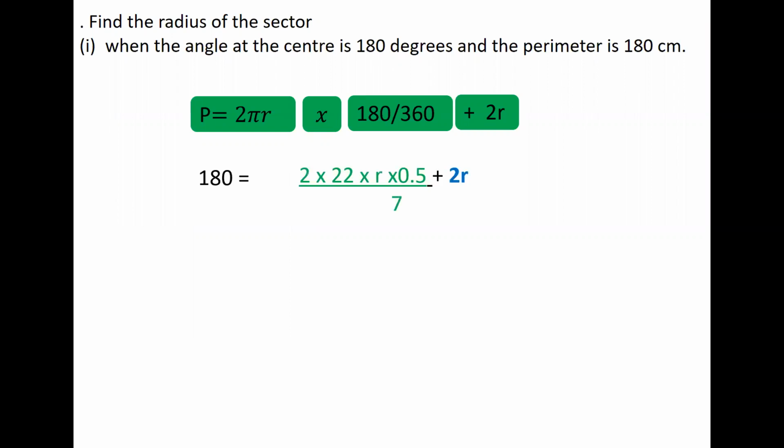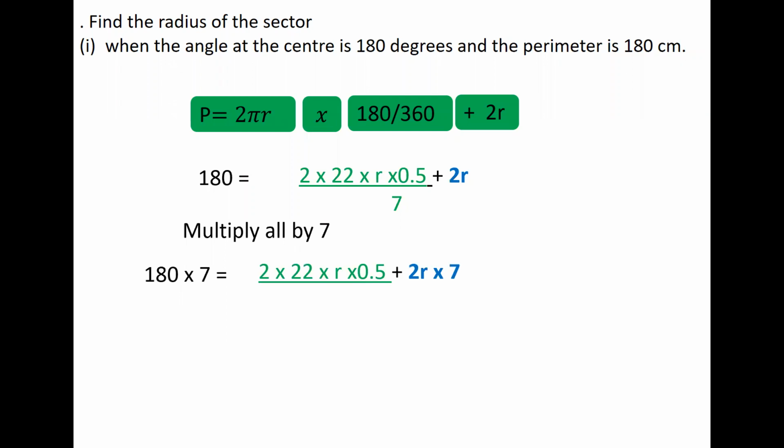So 180 equals 2 pi r, that is 2 into 22 into r into fraction 0.5 over 7, plus 2r. What you do is you multiply everything by 7 because the denominator is 7. Then 180 into 7, 2 into 22 into r into 0.5, divide by 7 multiplied by 7, 7 gone. You take the left side as it is, and 2r into 7.